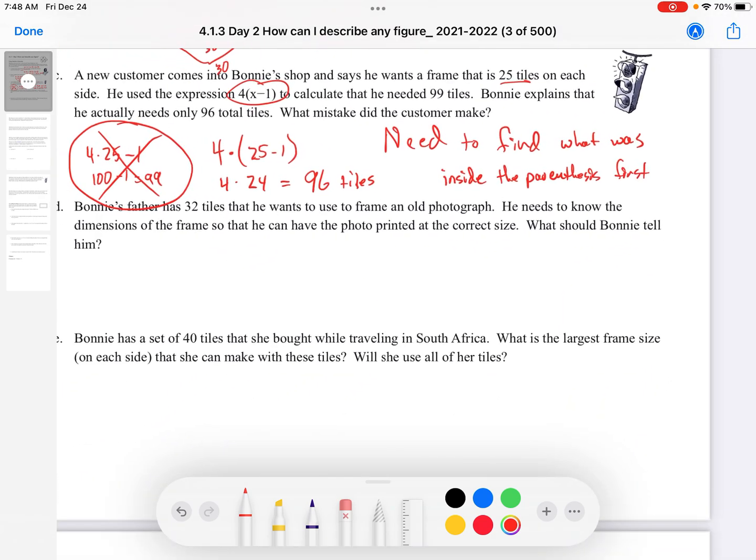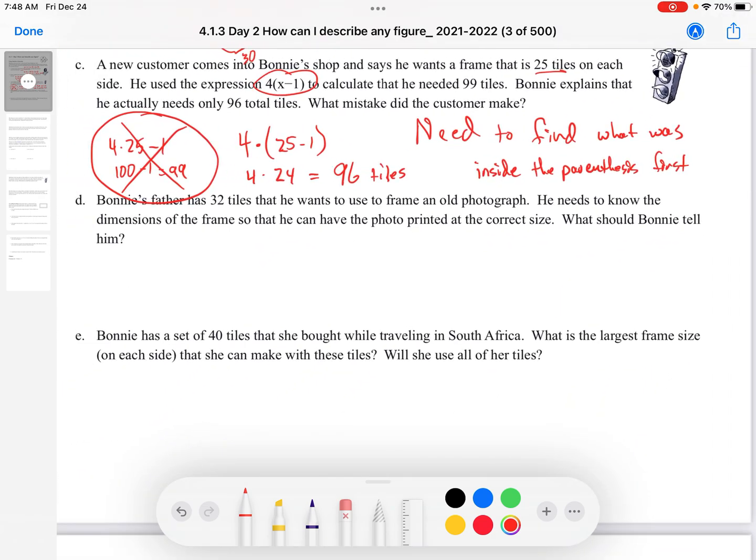All right, Bonnie's father has 32 tiles that he wants to use to frame an old photograph. He needs to know the dimensions of the frame so that he can have the photo printed at the correct size. What should Bonnie tell him? Ooh, 32 tiles. So I don't have 32 on the side length. I have 32 total tiles, right? Ooh.